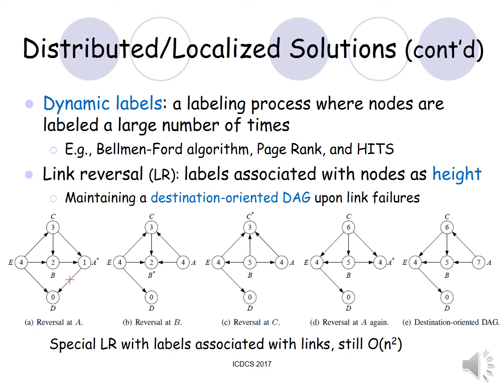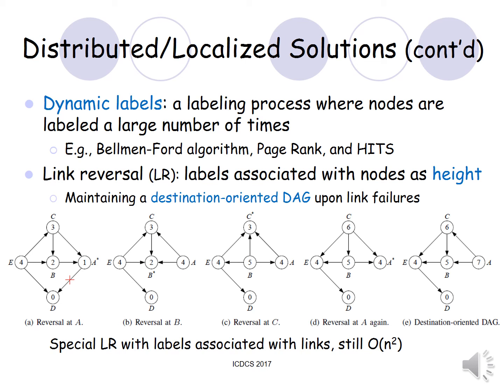So what happens if there's a link failure? For example, the link between A and D fails. Then A lost the last outgoing link, then we have to reverse the links of A to reconstruct the destination-oriented DAG.